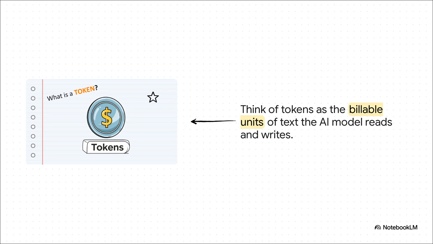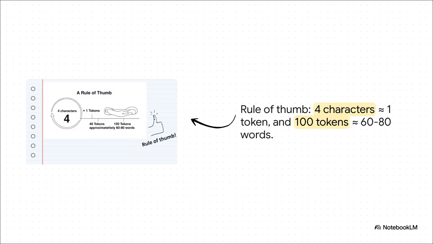They're the billable units, the currency that an AI model uses to read what you send it and to write its response back. And you're going to want to remember this. Here is a fantastic rule of thumb. For English text, about 4 characters equals 1 token. So 100 tokens, that's somewhere in the neighborhood of 60 to 80 words. This is super, super useful for doing those quick, back-of-the-napkin cost estimates.